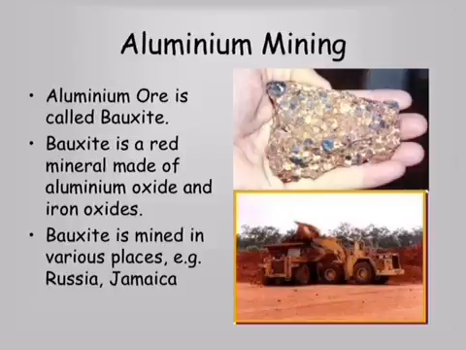This is a GCSE chemistry tutorial looking at the electrolysis of aluminium. This fits into topic 4. So where do we find aluminium? Well, aluminium, like most metals, is found as an ore in the ground. Aluminium's ore is called bauxite. Bauxite is a red mineral made of both aluminium oxide and iron oxide, and it's mined all over the world, but in particular in both Russia and Jamaica.